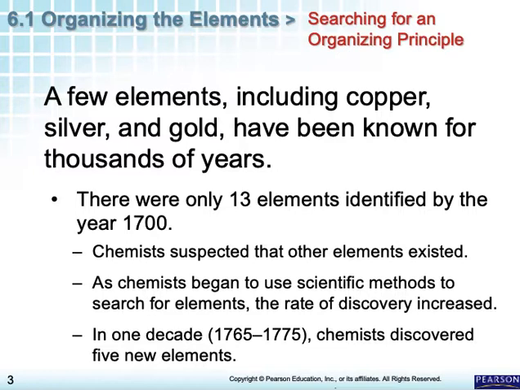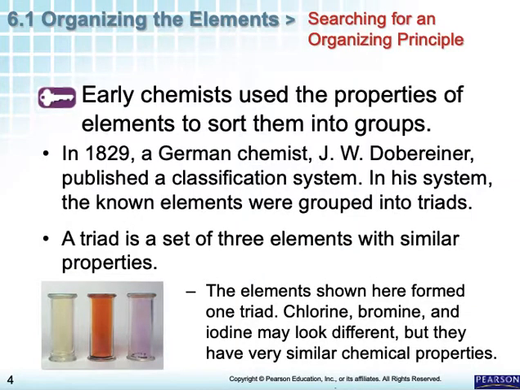So, in the year 1700, there were only about 13 elements that were identified, and most of these had been known for thousands of years, like silver, lead, gold. And so chemists started to use scientific methods. The elements were one of the first things they started to search for, and the discovery of those increased rapidly. In fact, one decade they discovered 5 new elements. So they used properties of the elements to sort them into groups.